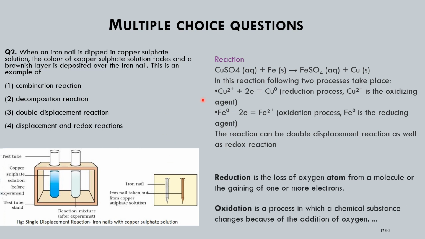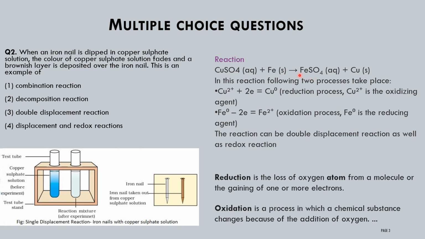Consider the reaction here. Copper sulfate reacts with iron, and you will get ferrous sulfate and also copper. This type of reaction we call a displacement reaction. When copper sulfate is added in water, that solution is in aqueous form. In this aqueous form, copper sulfate will split into Cu2+ and SO4 2-. In the same way, when iron comes in contact with copper sulfate solution, it will also split into Fe2+ and SO4 2- ions.